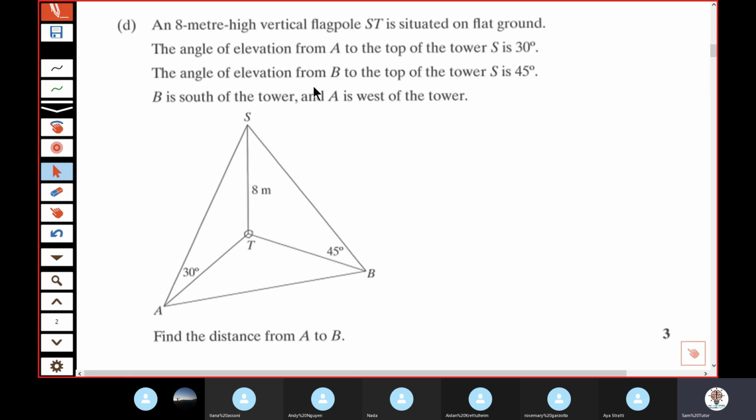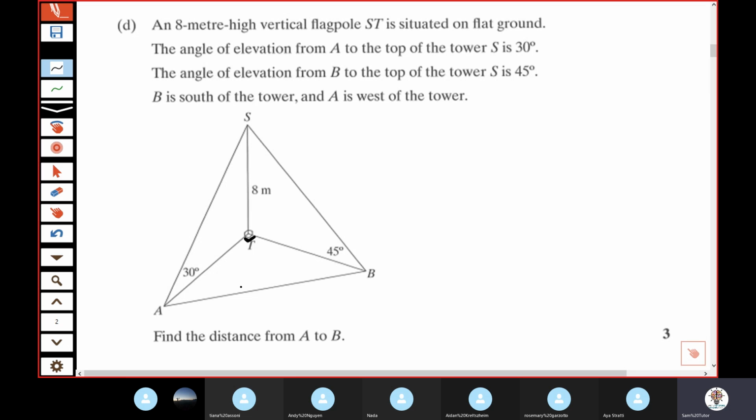An 8-meter high vertical flagpole, ST, is situated on flat ground. The angle of elevation from A to the top of the tower is 30. The angle of elevation from B to the top of the tower is 45. B is south of the tower and A is west. Find the distance from A to B. All right, easy. If that's south and that's west, this is a right angle.